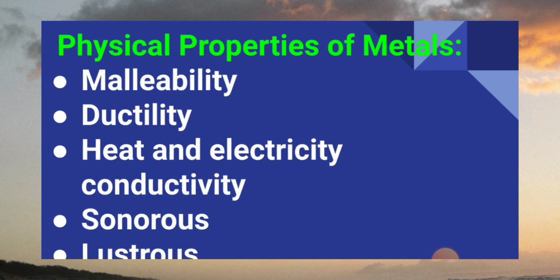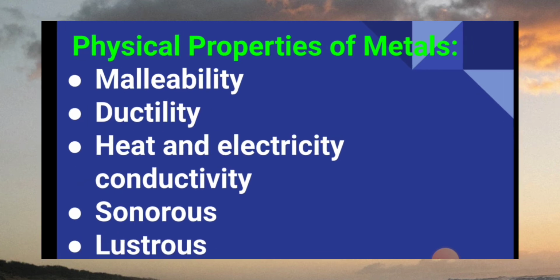There are various physical properties of metals, but I have listed some of them: malleability, ductility, heat and electricity conductivity, sonorous, lustrous. These are a few physical properties of metal. We discuss each property of metal briefly.